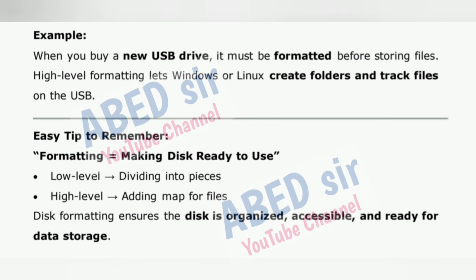Example: when you buy a new USB drive, it must be formatted before storing files. High-level formatting lets Windows or Linux create folders and track files on the USB. Easy tip to remember: formatting equals making disk ready to use. Low-level is dividing into pieces. High-level is adding a map for files. Disk formatting ensures the disk is organized, accessible, and ready for data storage.